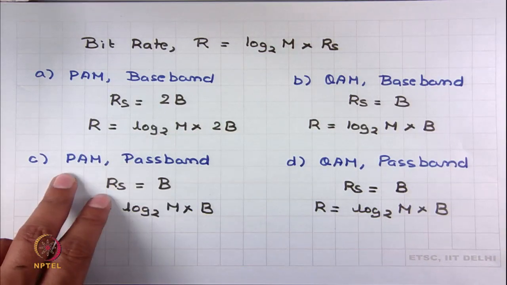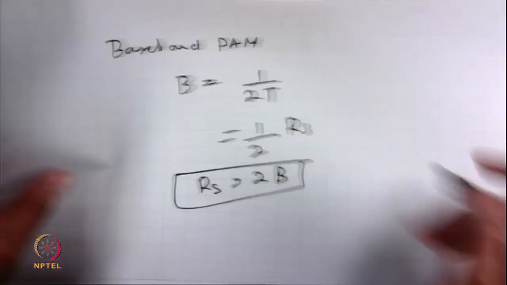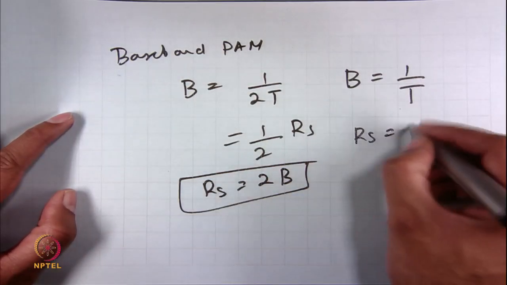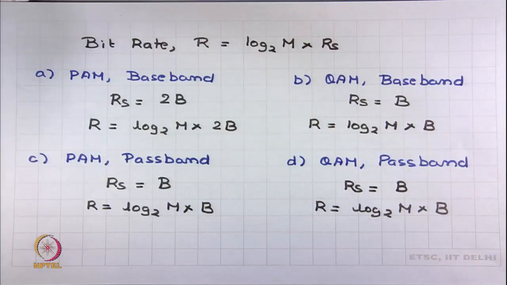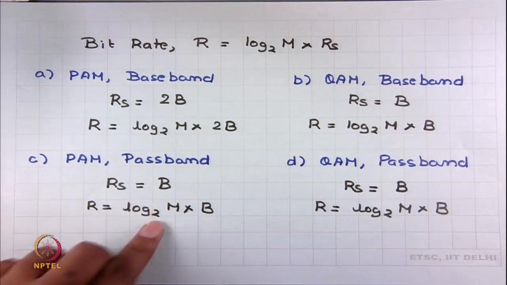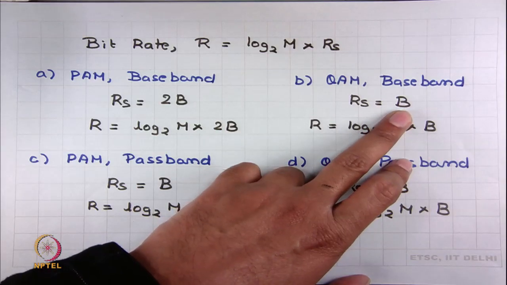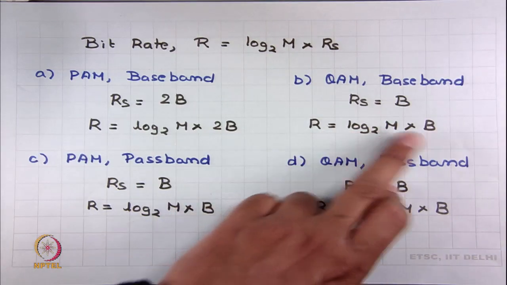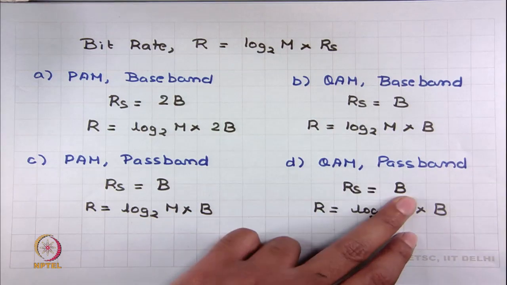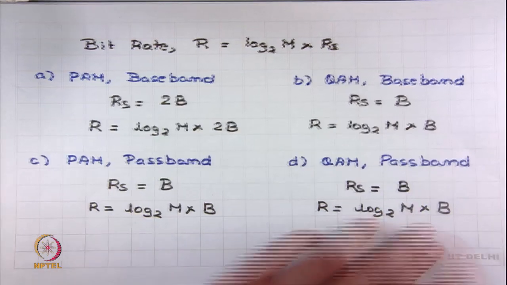In passband PAM, Rs is B, because for passband B is 1 by T. So, Rs becomes B. So, for passband PAM, Rs becomes B, bit rate becomes log 2 M times B. For QAM, Rs is B, bit rate becomes log 2 M times B. For QAM at passband, Rs is B, and this R becomes log 2 M times B.